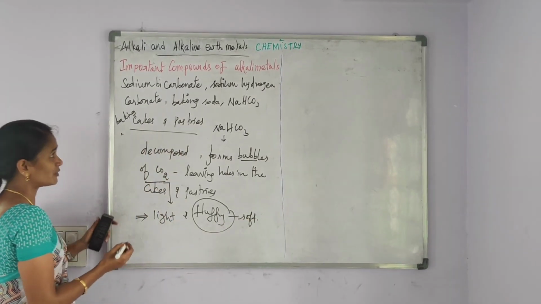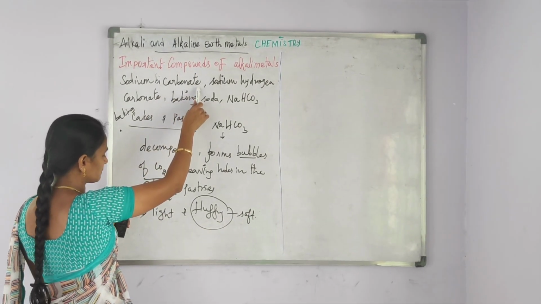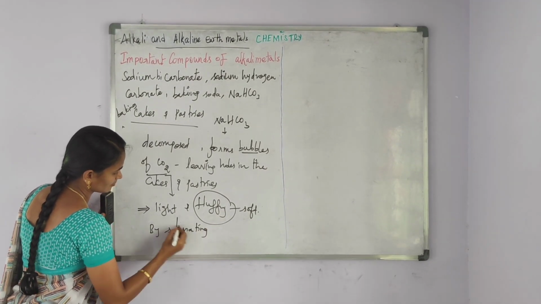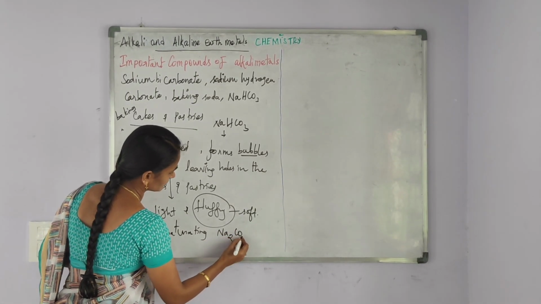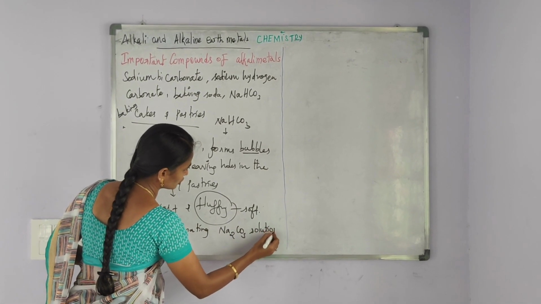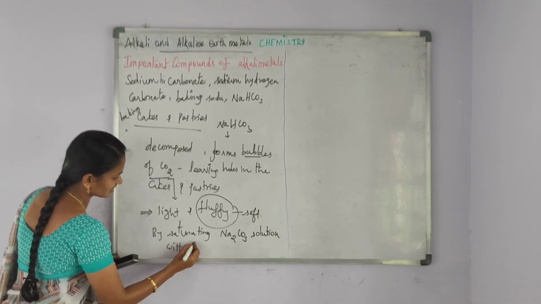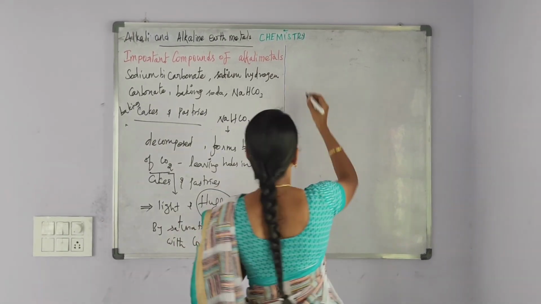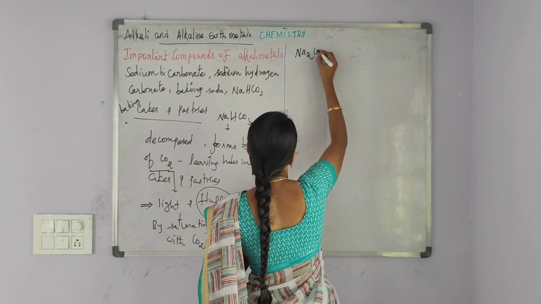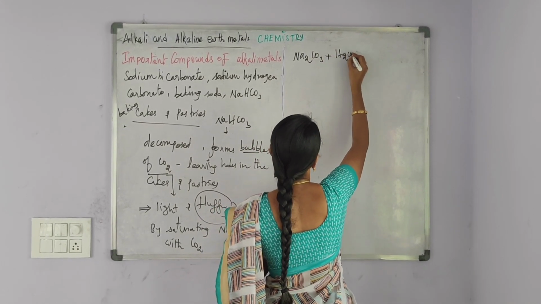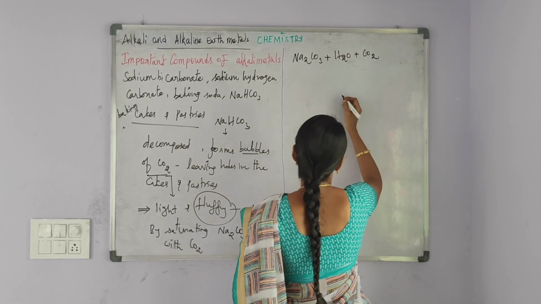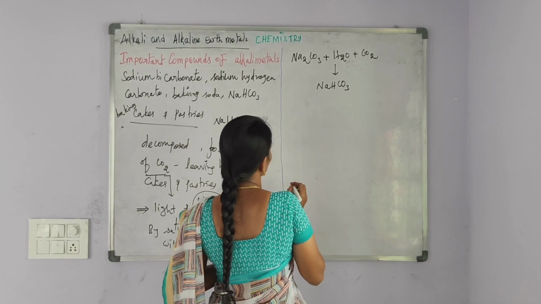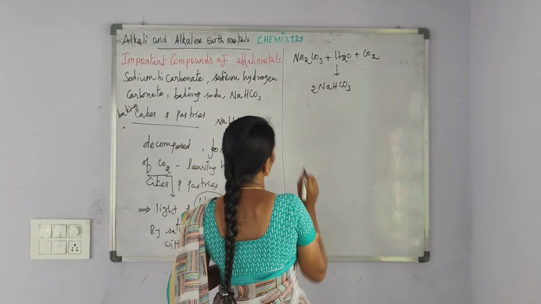Now, how is sodium bicarbonate prepared? By saturating sodium carbonate solution with carbon dioxide gas, sodium bicarbonate is prepared. Sodium carbonate Na2CO3 plus water H2O plus carbon dioxide CO2 forms sodium bicarbonate NaHCO3. On balancing the equation, here 2.